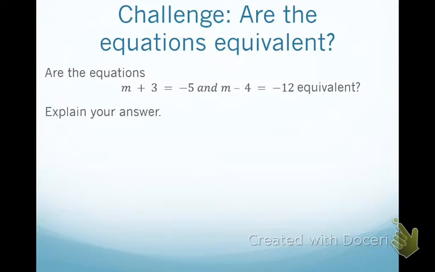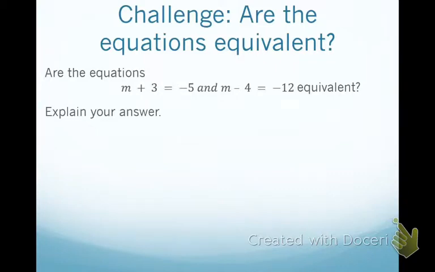Okay, so are the equations equivalent? In every lesson in Chapter 4, they give us problems like this, where you have 2 equations or 2 inequalities, and you have to tell whether or not they are equivalent. So how are you going to know if these equations are equivalent? Can you just look at them and say yes? No. What do you think you need to do? Solve them. Go ahead and solve them.